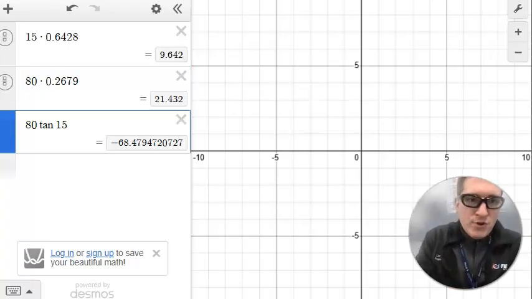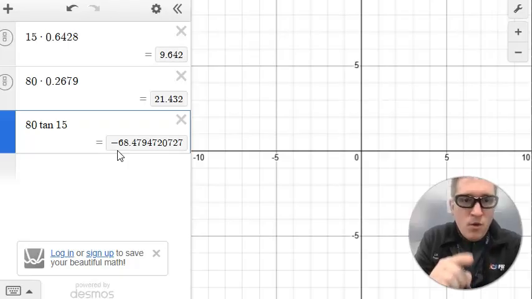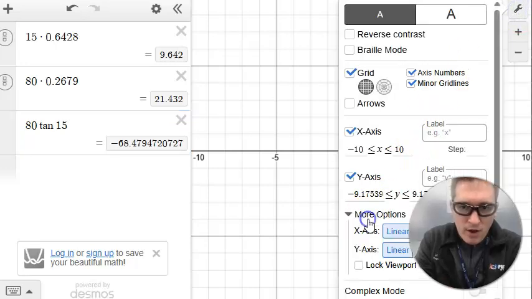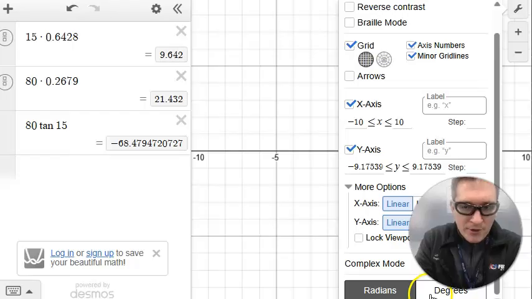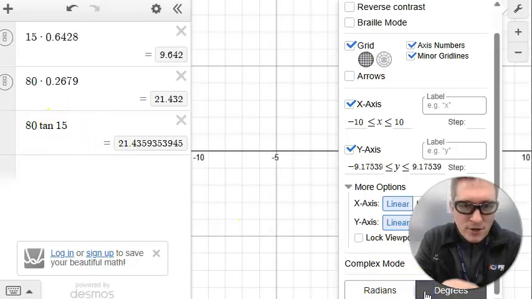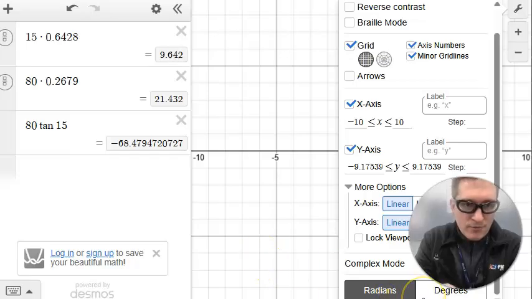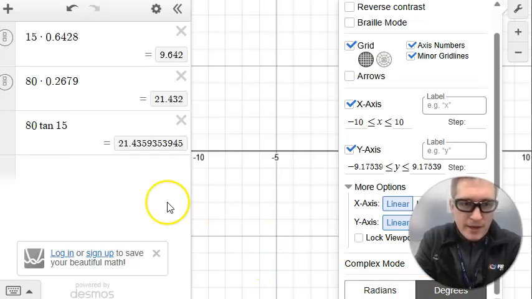Now some of you might try to type 80 tangent 15. And as you can see here, it doesn't give us the answer we're looking for. And the reason why is when you click on the gear and you go down to more options, you can see that our calculator is in a thing called radians, which we haven't learned yet. If we want to use 15 and interpret that as 15 degrees, I have to turn my calculator into a degree calculator. So having this on the wrong thing can cause a major disaster for you on the test. Make sure that if you're using degrees, that your Desmos is set to degrees.